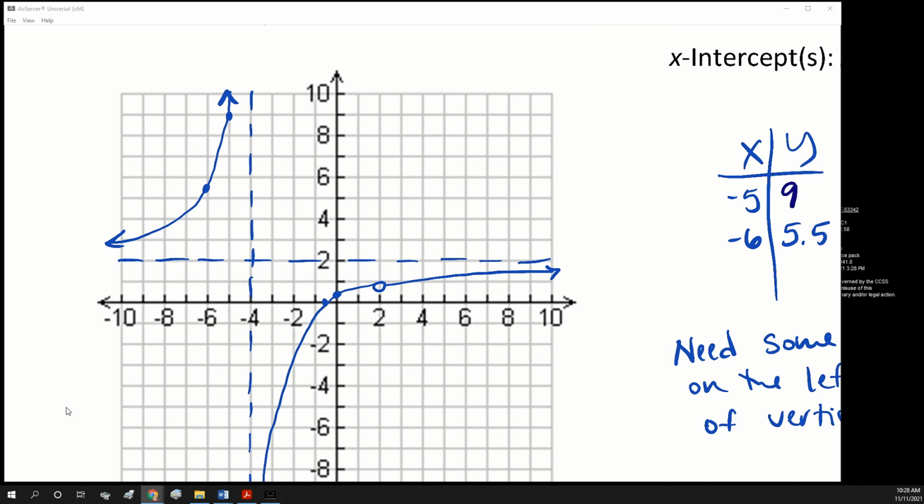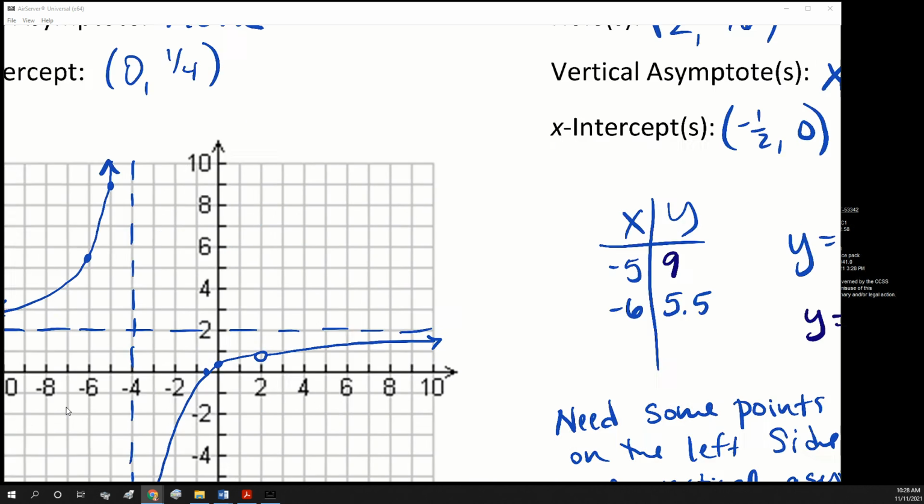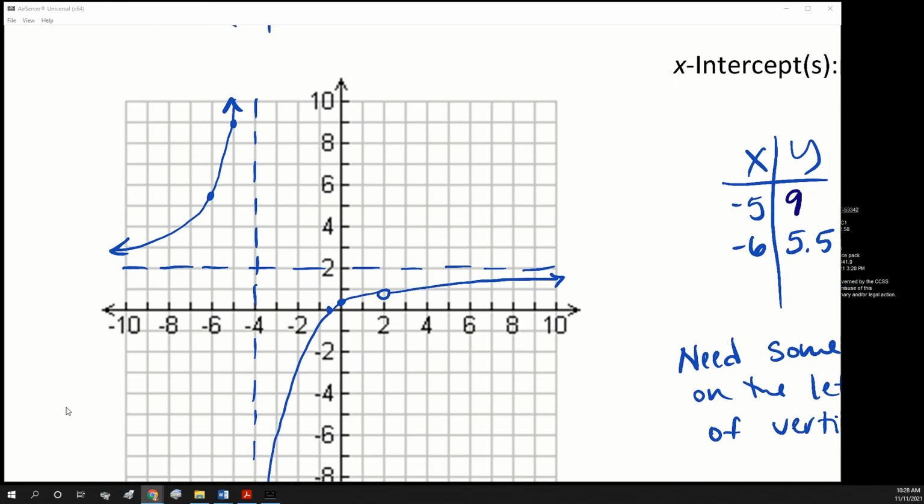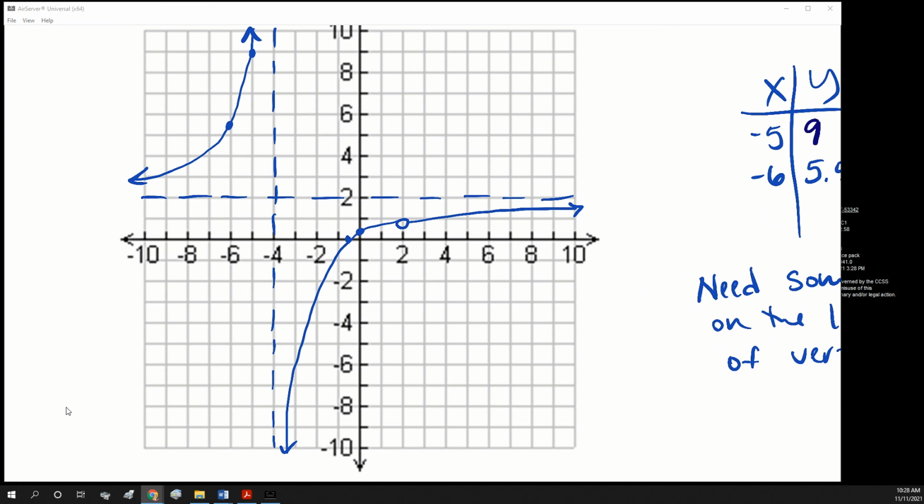And someone in my last class says, why is there not a hole on the other side? Well, there is only one hole in this graph, and it's right there because there was only one set of common factors. That's the only thing that creates a hole. So that's it.